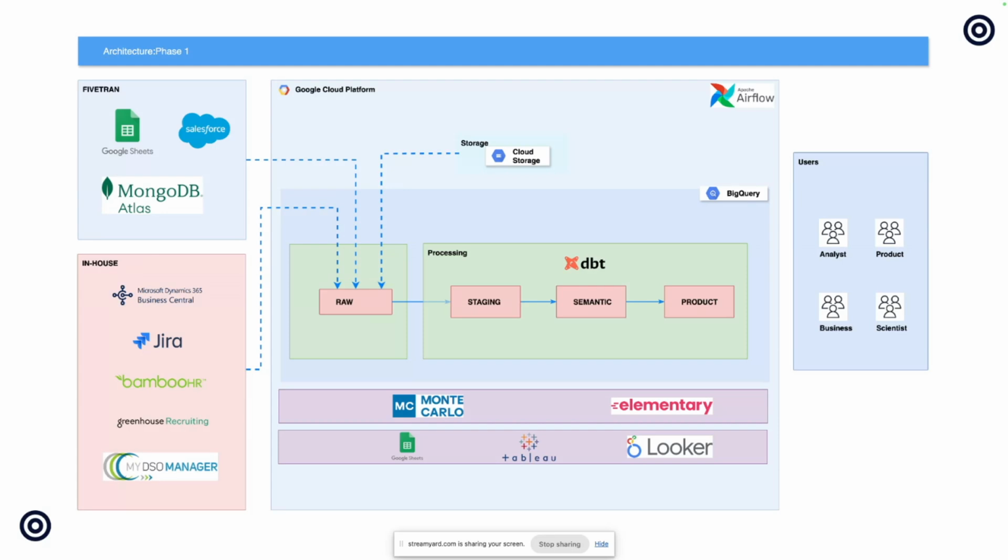For example, BambooHR or Greenhouse. So we didn't go with that, and we built this in-house. We also onboarded data observability, Monte Carlo and Elementary, and Looker and Tableau were onboarded already. So this architecture was fine for us. But this is not the end, the journey starts from here.